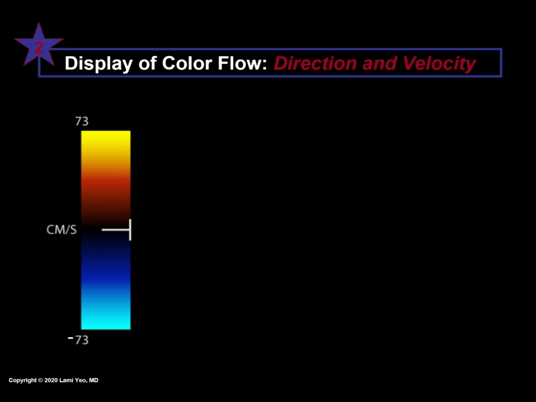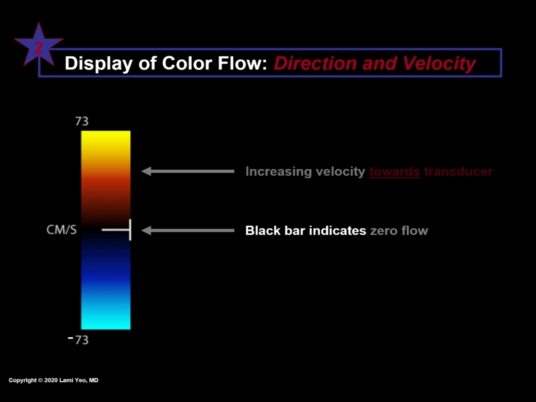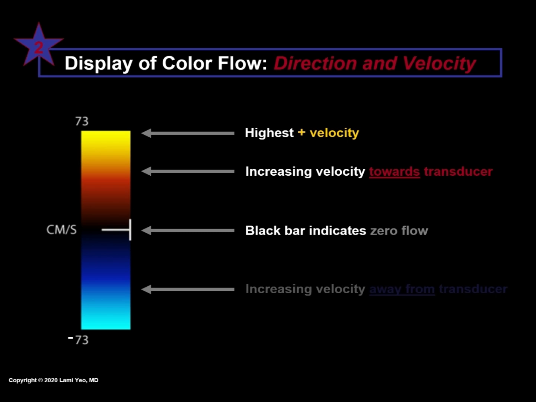For this example, the black bar indicates 0 flow, while the red color indicates increasing velocity towards the transducer, and orange indicates the highest positive velocity. The blue color indicates increasing velocity away from the transducer, and turquoise blue indicates the highest negative velocity.